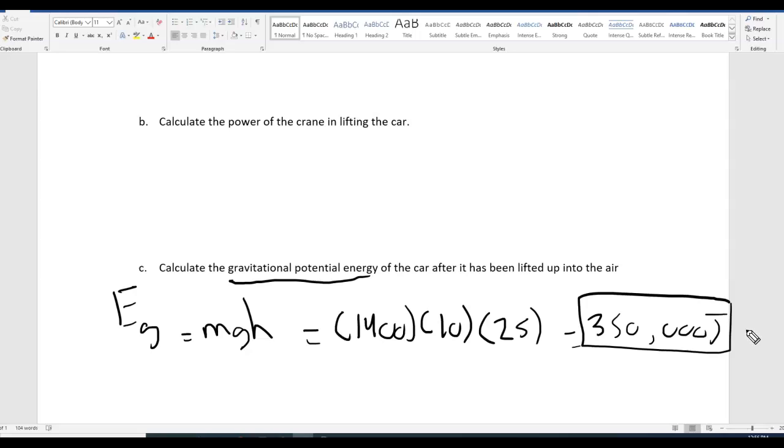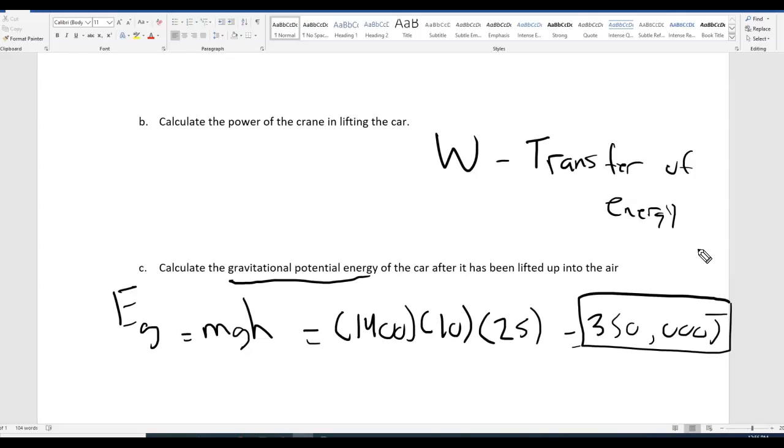We've done problems with work calculations, but remember the concept of work is the transfer of energy to or from an object. If it's positive work, you're adding energy to the object. If it's negative work, you're taking energy away from the object. So in question A, we found that the work done, that means the transfer of energy, was 350,000 joules. That means that the crane put 350,000 joules of energy into the car.